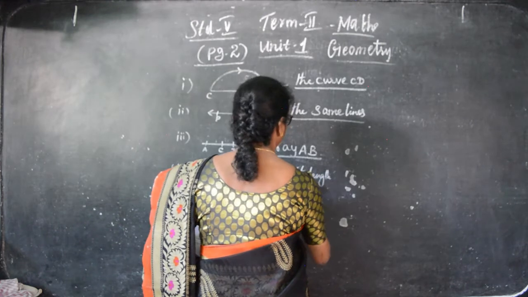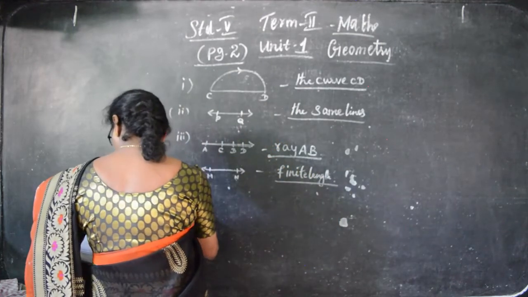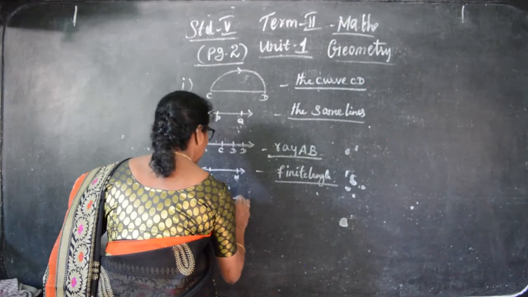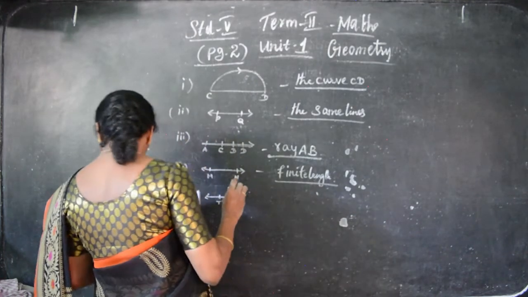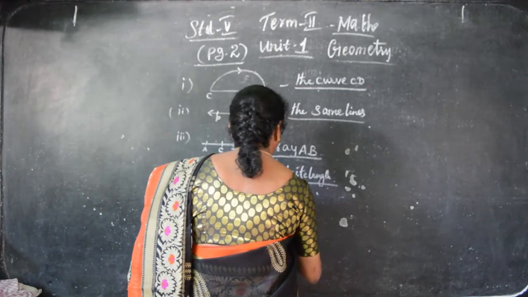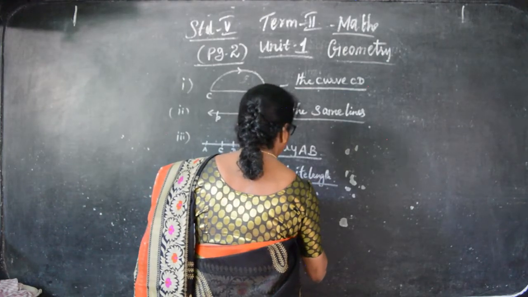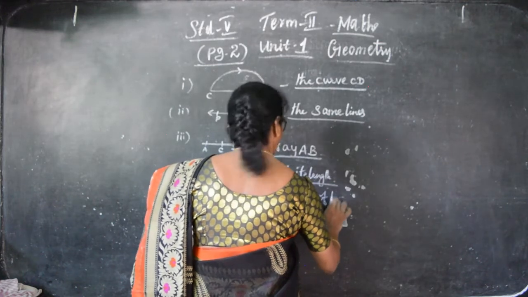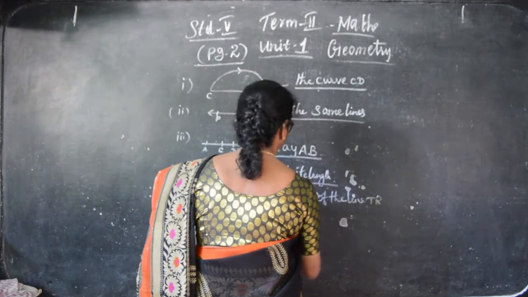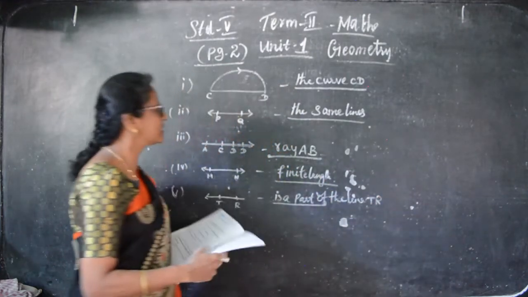This is the finite length. And the fifth one, ray RT. Here T and this is R. So they have given: is ray RT a part of the line? Ray RT is a part of the line TR. Okay, so this is the answer in your book.